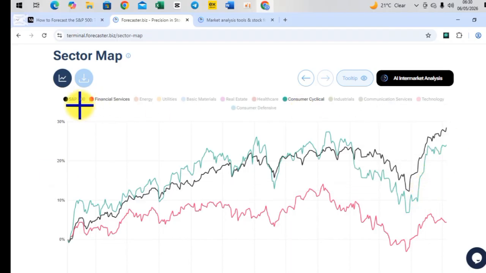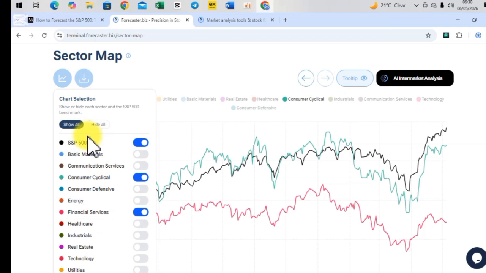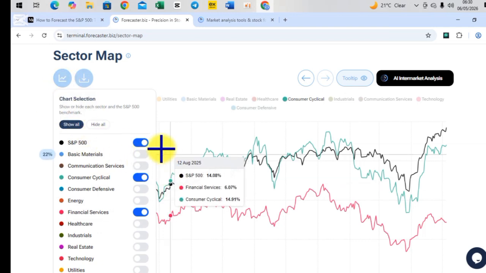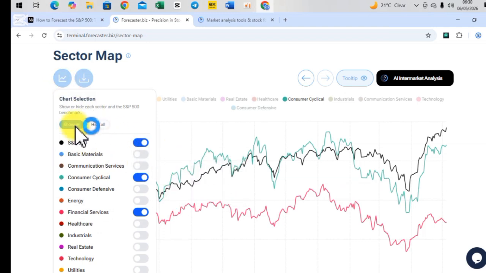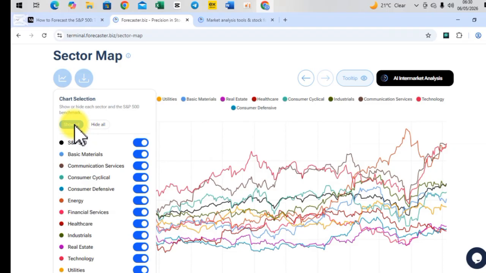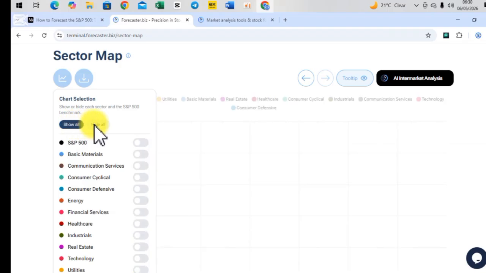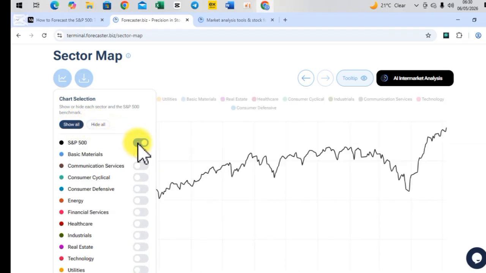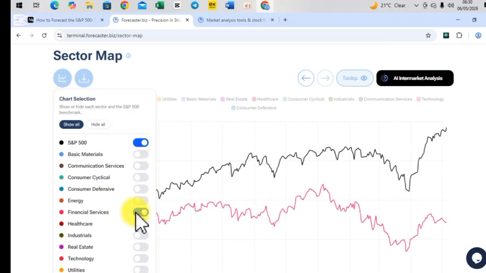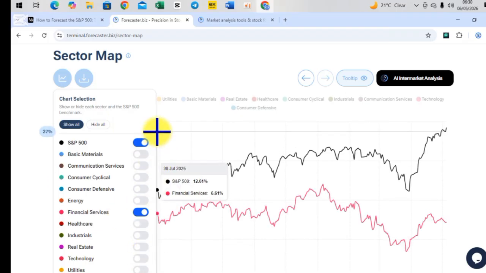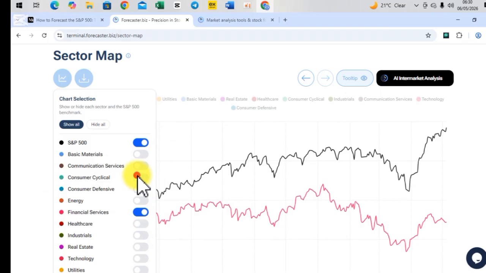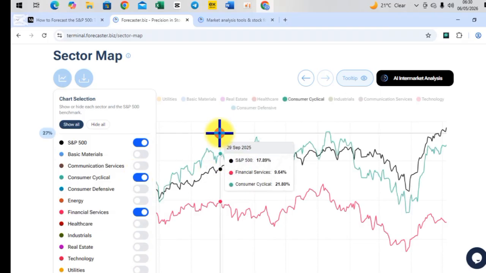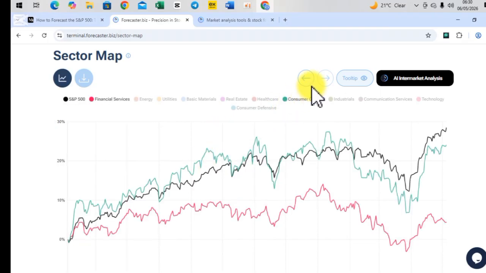Okay, so you can also toggle on and off from this side, from the graph icon, where you can for example say show all, and you say hide all. Okay, so you can begin selecting one by one if you want, like we had done, like financial services and consumer cyclical, which is here. Okay, the same. So then you can also use this tab, these two arrows.